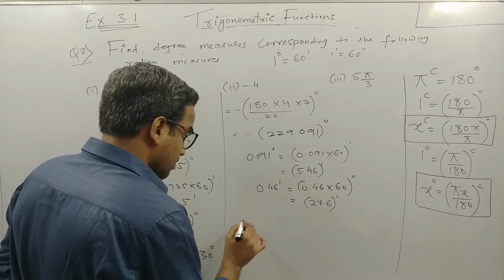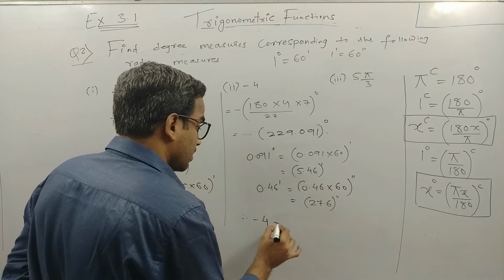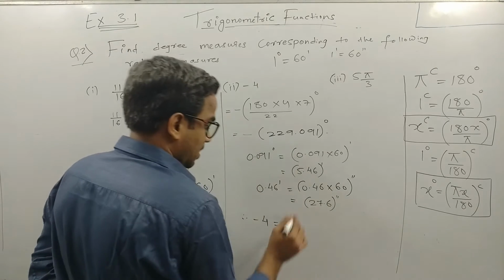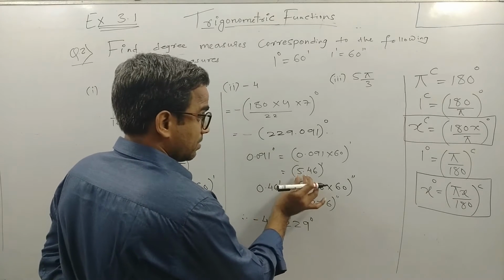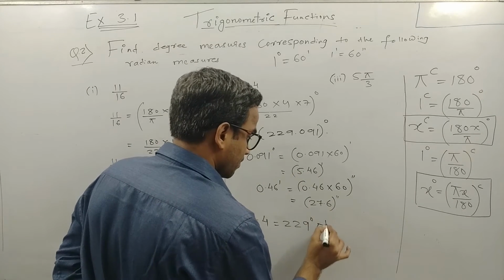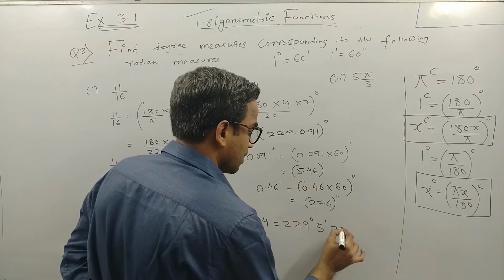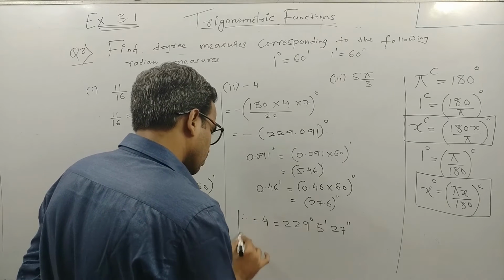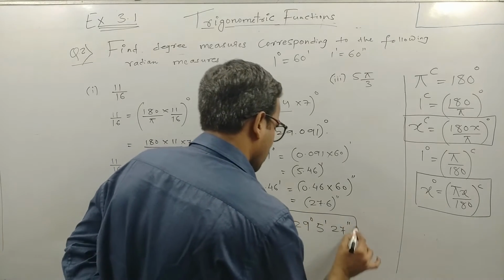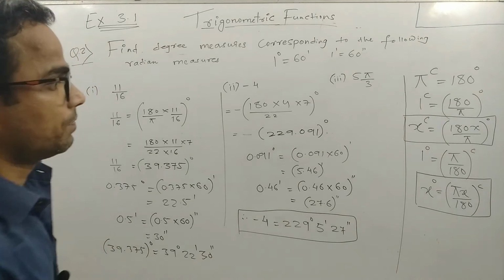So what we get is, therefore minus 4 radian is this much degree: 229 degree, 5 minutes, 27 seconds, right? So that is what we get from radian to degree.